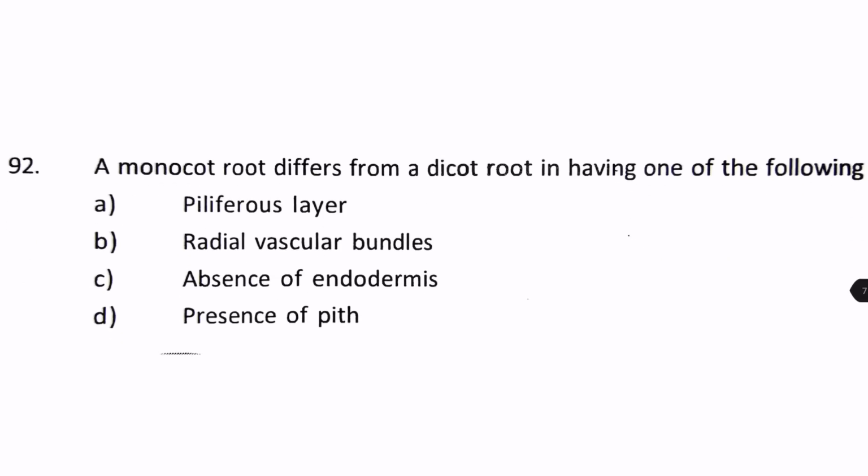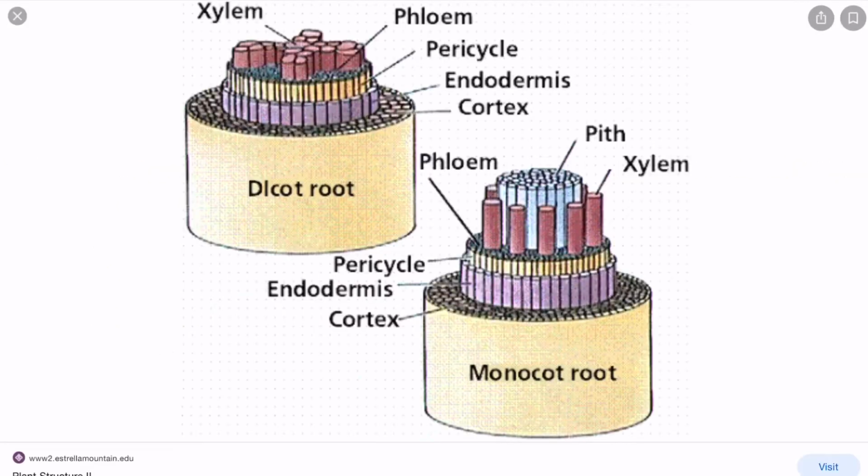A monocot root differs from a dicot root in having one of the following: a piliferous layer, radial vascular bundles, absence of endodermis, and presence of pith. Let's have a look at the monocot and dicot roots. Here is a picture of the monocot and dicot root. We can clearly see that endodermis is present in both of them.